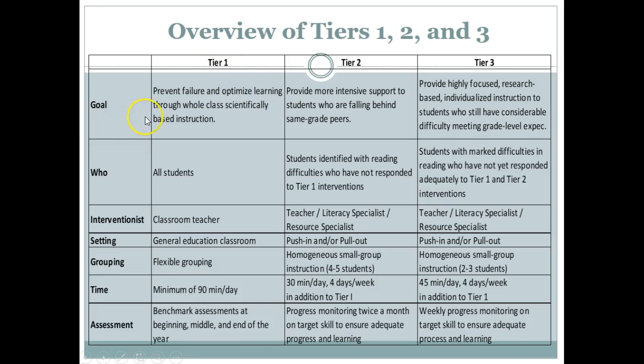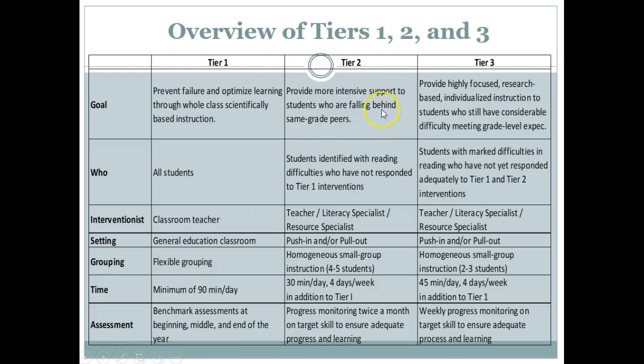The goal at Tier 1 is to prevent failure and optimize learning through whole class instruction, but there's still differentiation even though it's whole class instruction. There's still small group work happening. This is intended for all students, with the classroom teachers and the interventionist. It's happening in the gen ed setting. There is grouping happening, flexible based off of assessment results, a minimum of 90 minutes a day. Benchmark assessments are happening at the beginning, middle, and end of the year, and I'll talk a little bit more about the different types of benchmark assessments.